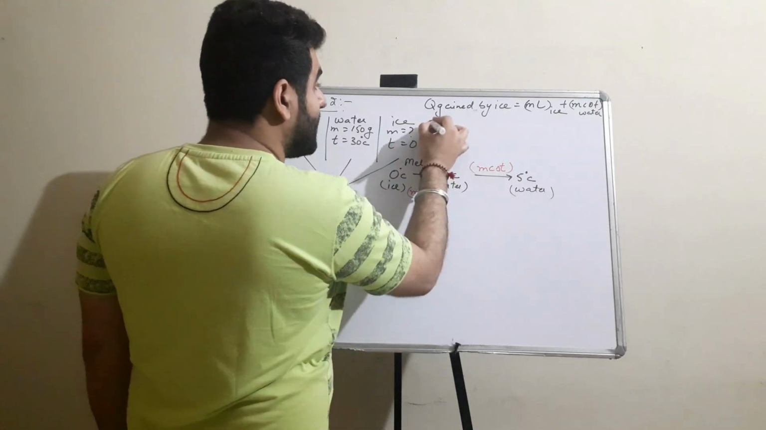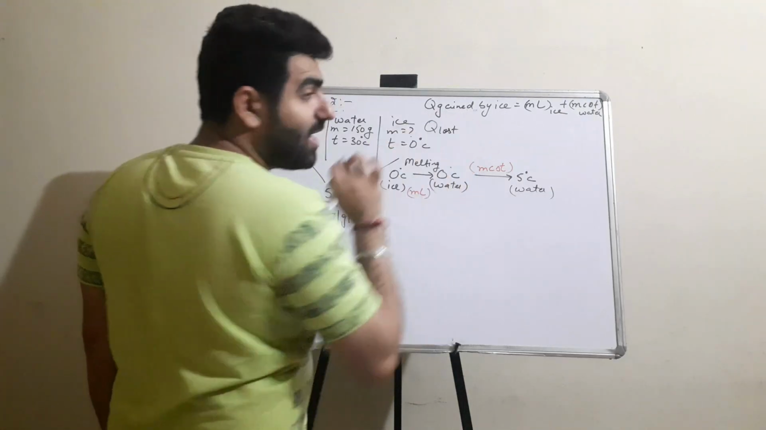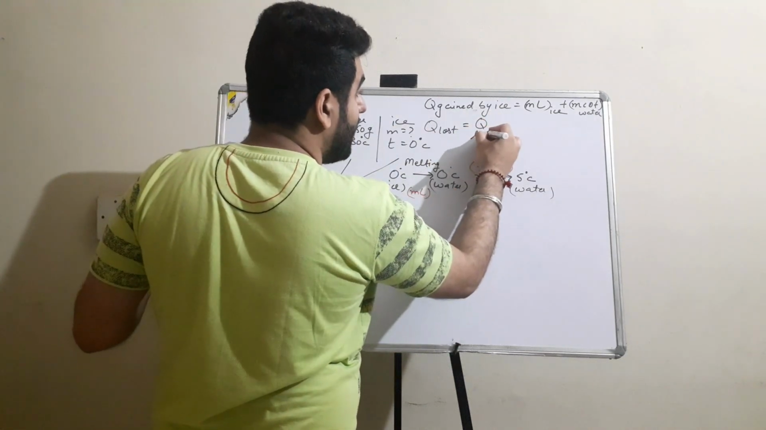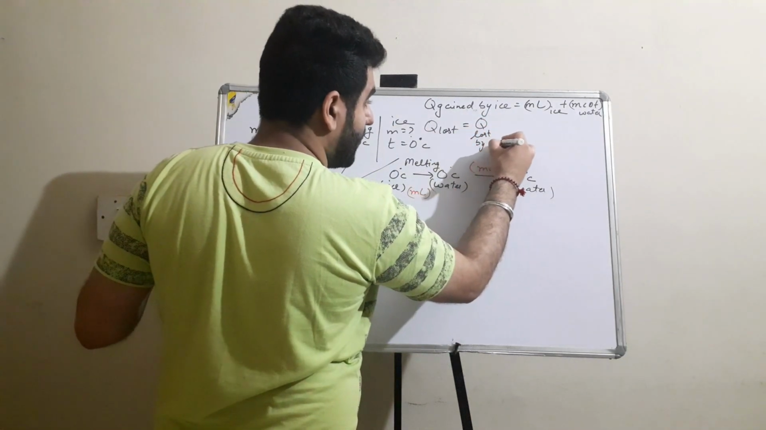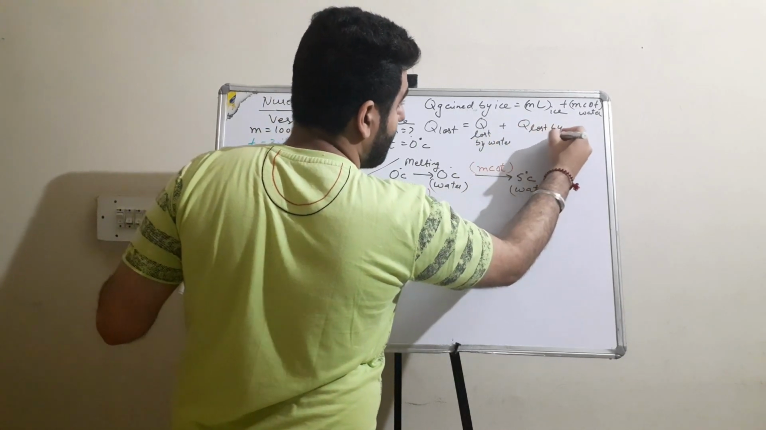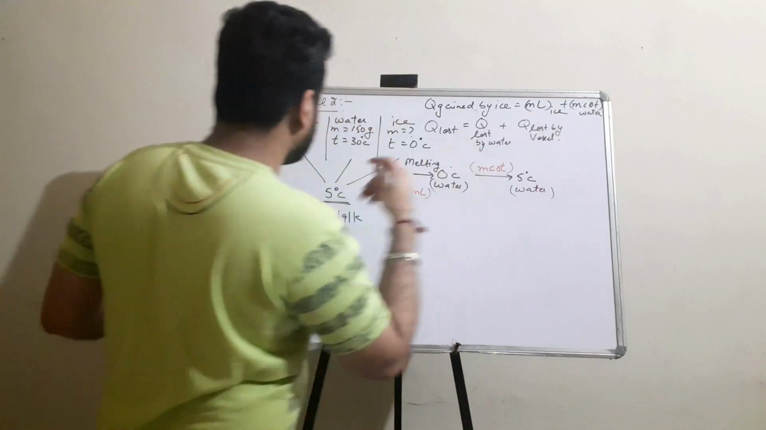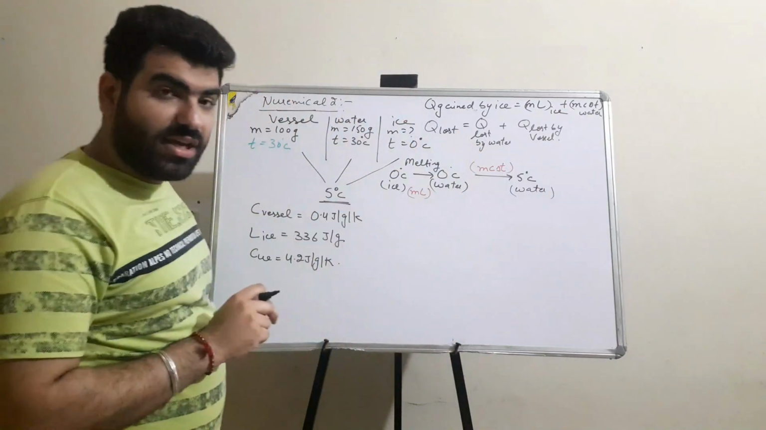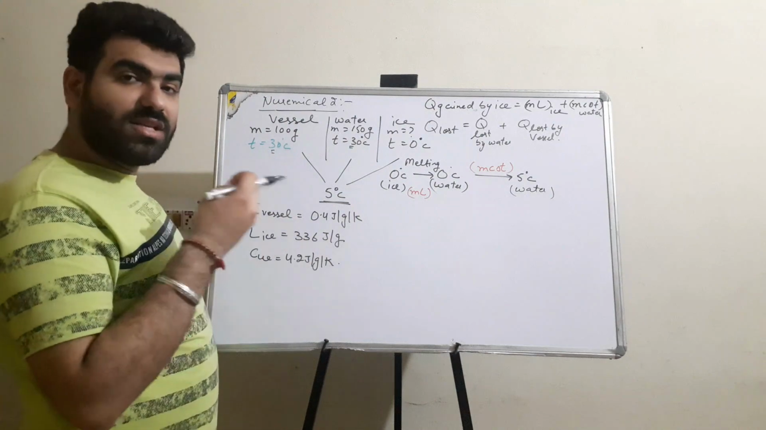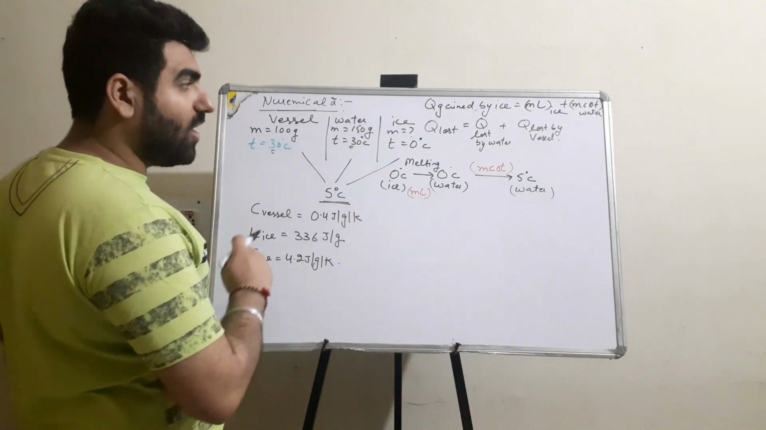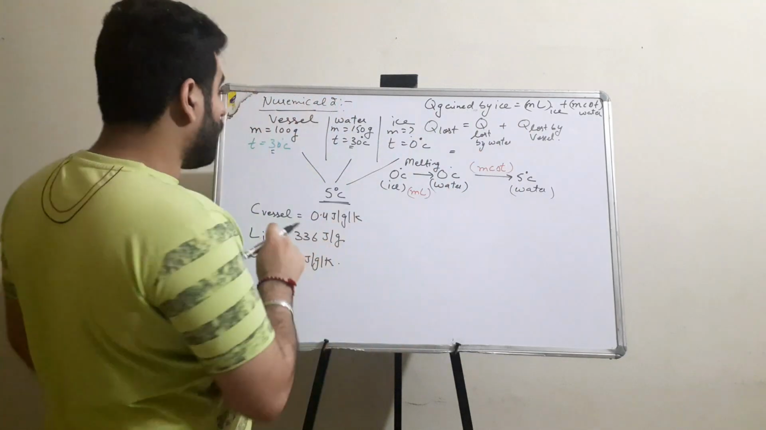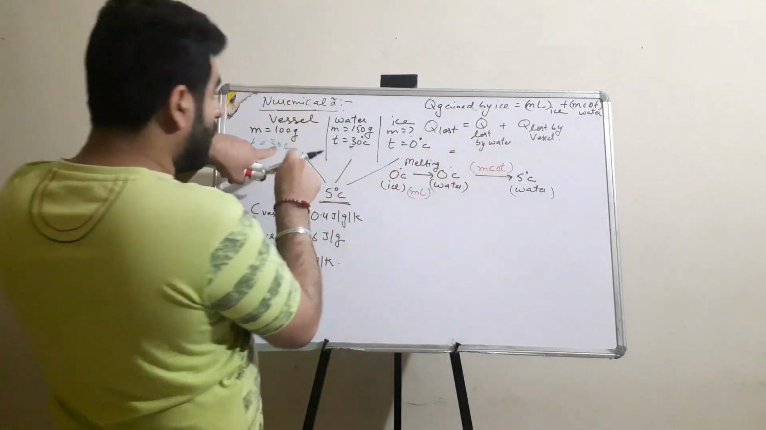Now, next is heat lost. Heat lost will be equal to heat lost by water plus heat lost by vessel. So these two things are going to lose the heat. First is the water and the next is the vessel in which this water is placed. Alright. So what is the heat lost by water? Heat lost by water is mass of water.